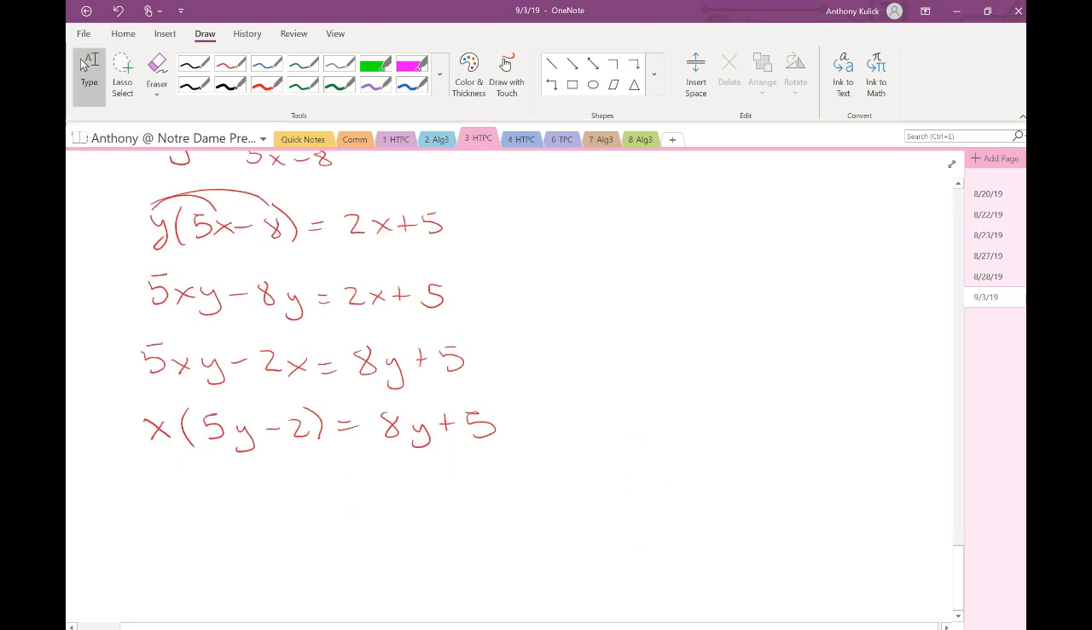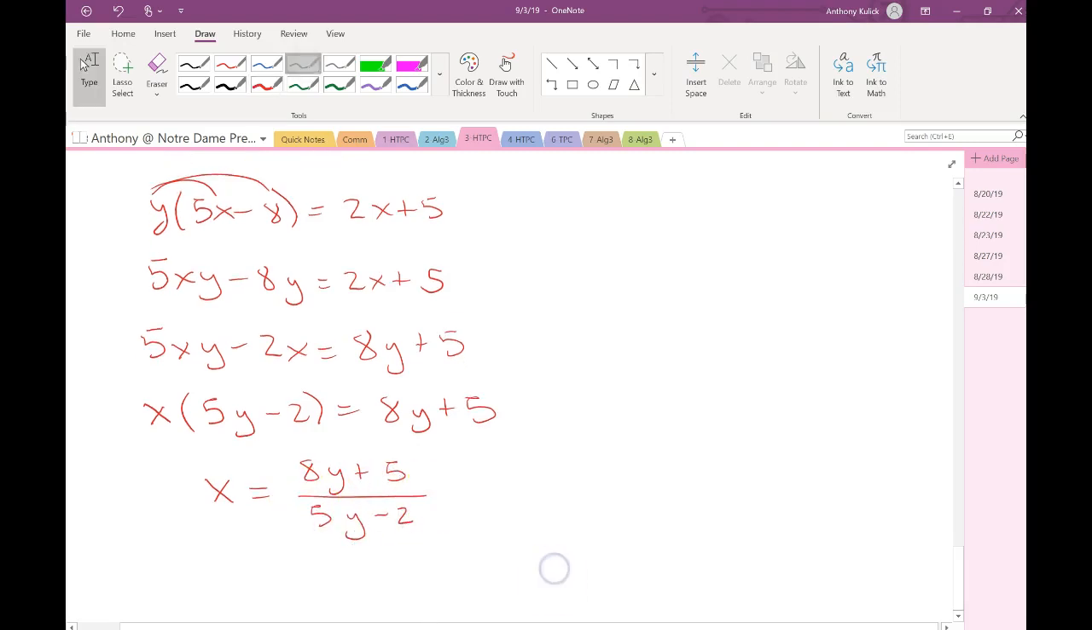Here we should divide by the 5y minus 2. And things should look quite a bit nicer, right? And if we swap our x's and y's, we can say that f inverse is (8x plus 5) over (5x minus 2).